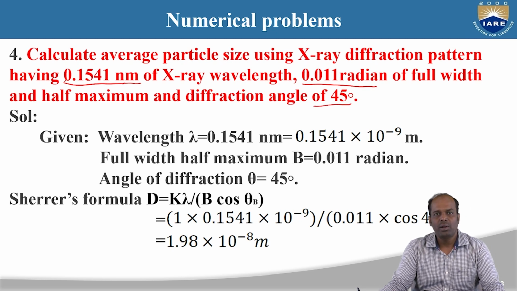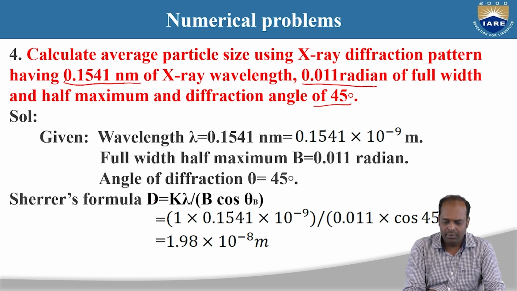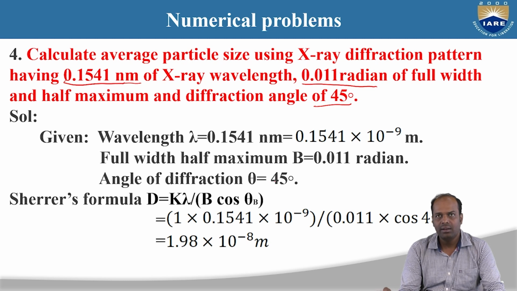What is the Scherrer formula we are having? D is the particle size, K is the constant. The Scherrer constant is 1. Lambda is the wavelength, which is given. In terms of meters, 0.1541 nanometers, where 1 nano is equal to 10 to the power of minus 9. The full width of maxima is 0.011 radians. The angle of diffraction is theta equal to 45 degrees.